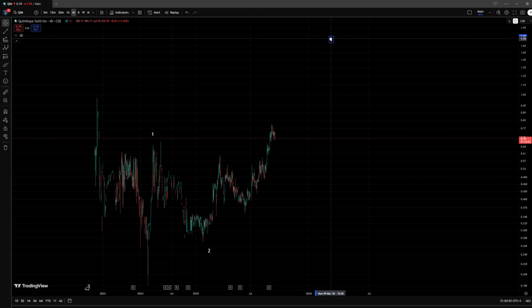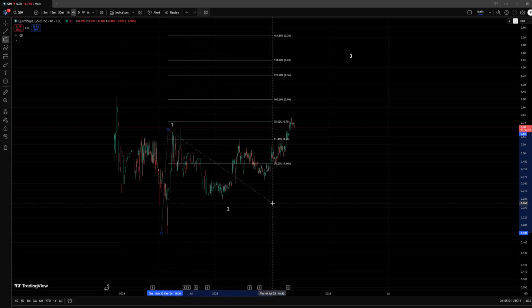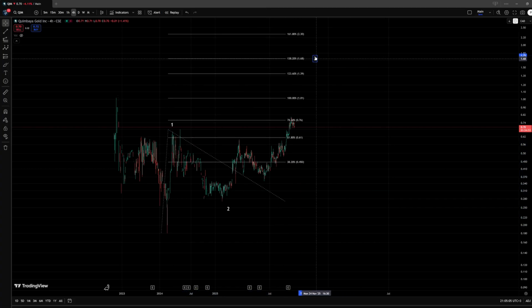I have left this third wave already, and an ideal target for the wave 3 that we would now be building would be the 138.2% extension. That's at around the $1.7 level. Now that's Canadian dollars, but you get the idea. That's the ideal target for the wave 3, but that doesn't mean we need to stop there.